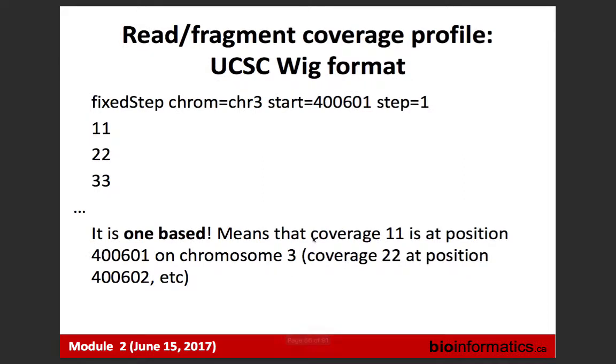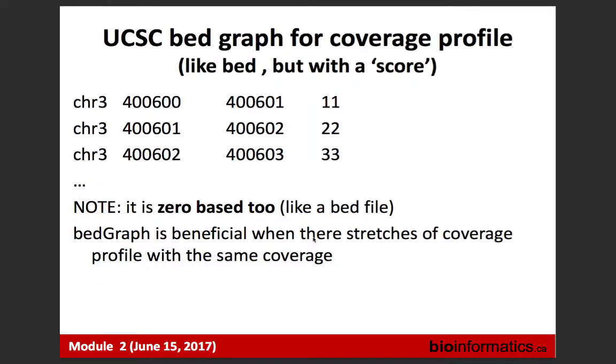Then the second popular format is the Wiggle file format, and we will generate this format in the practical part. It's a little bit more complicated, but we'll look at it. And this one is one-based. So when we have a position 400,601, it's exactly this position on the genome. It's not shifted by one. And the last one is bedGraph. It's exactly like BED, but it gives you some number. It has some extra number here.